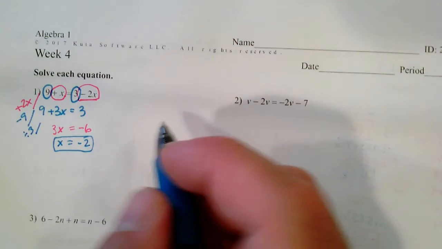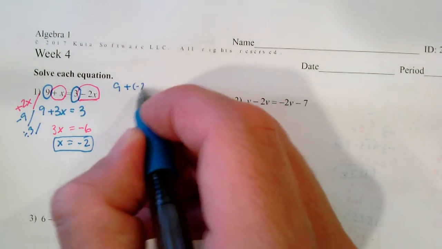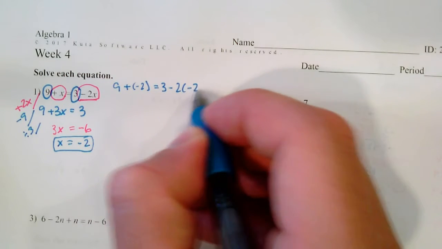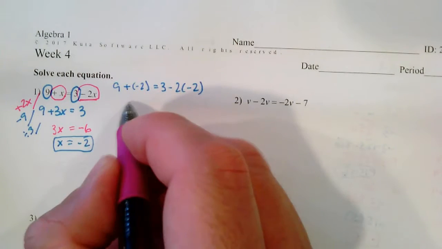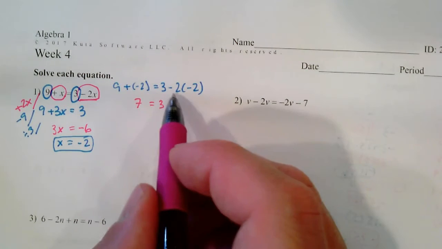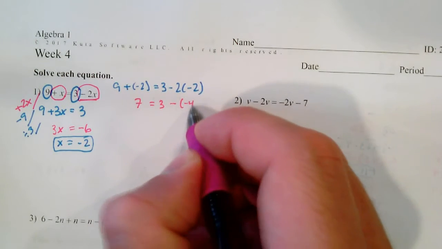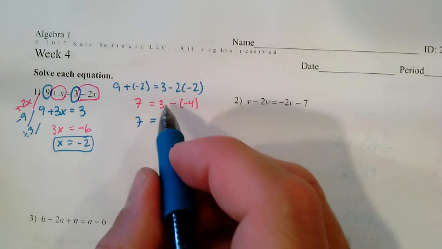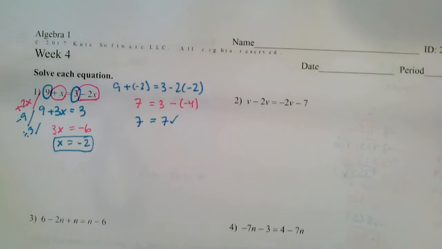We're going to go back and check our answers here. And we have 9 plus negative 2 equals 3 minus 2 times negative 2. So let's replace our x's with negative 2's. 9 plus negative 2, that's the same as 9 minus 2. That's 7. And 3, see, minus 2 times negative 2 is actually a negative 4. And 3 minus negative 4 is the same as 3 plus 4, which is 7. Check, it all works out.